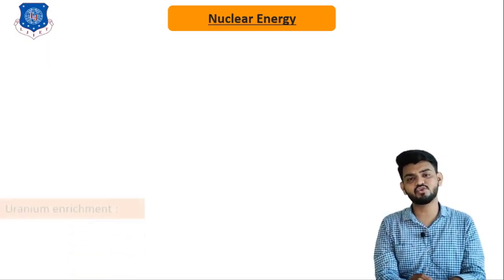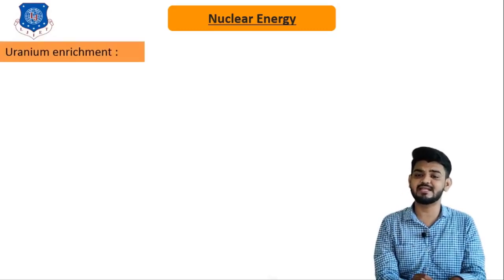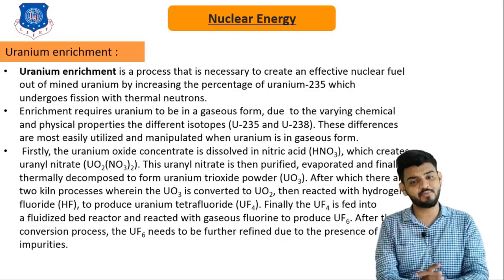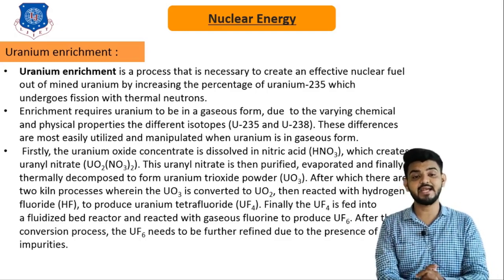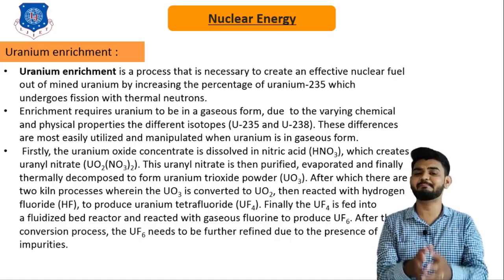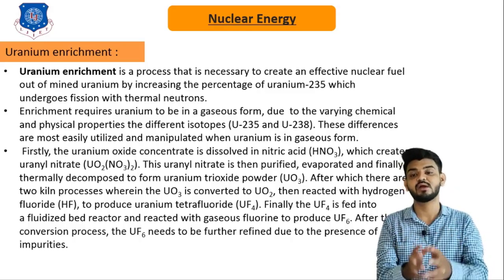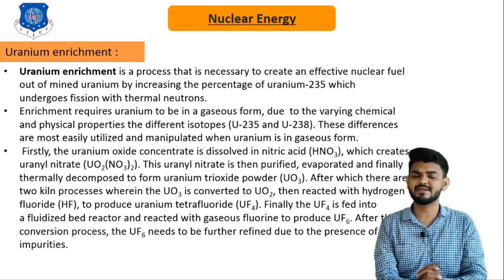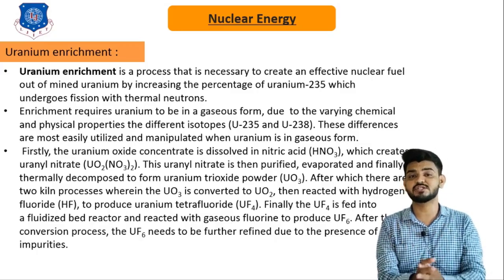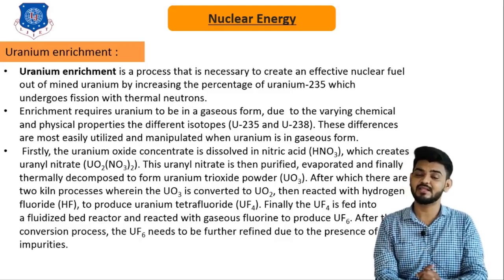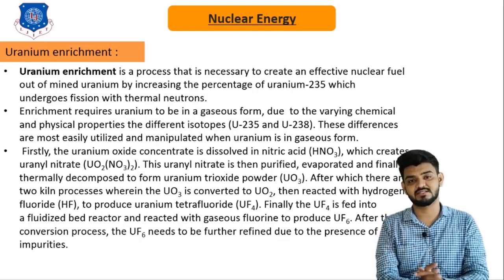Now, let's move to the next topic of this chapter, and that is uranium enrichment. Uranium enrichment is the process that is necessary to create an effective nuclear fuel out of mined uranium by increasing the percentage of uranium-235, which undergoes nuclear fission with thermal neutrons. So basically this uranium enrichment process is nothing but increasing the concentration of uranium-235 in the ore of uranium that we have mined from the different mines.